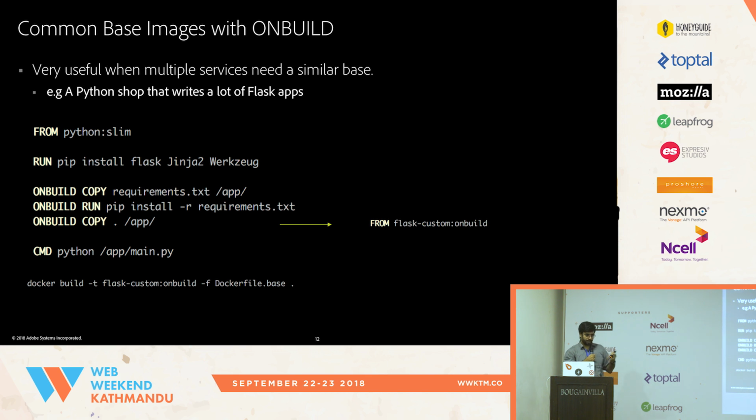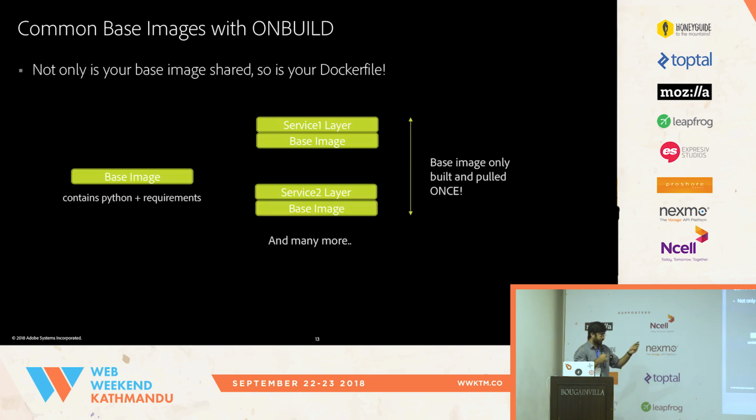For example, I've taken again Python, it can be anything. If it's a Python shop that writes a lot of Flask applications, you can create your custom image with only the stuff that you need, or rather all the stuff that you need in all of your containers. Put that in one base image, push it out, and use it everywhere. It will result in something like this.